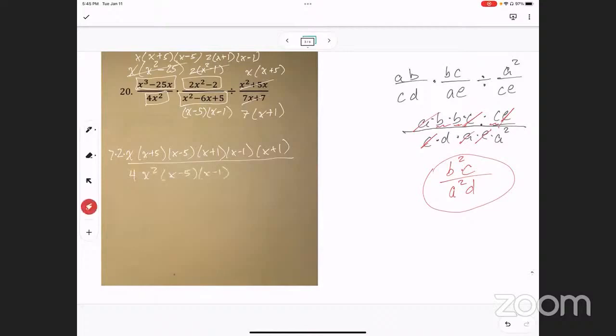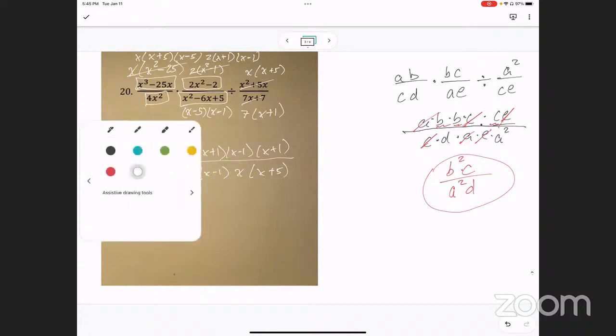And remember, these flip, right? So that's going to be on the bottom. So I have another x, and I have an x plus 5 on the bottom. Okay. So now let's just cancel what we can cancel.